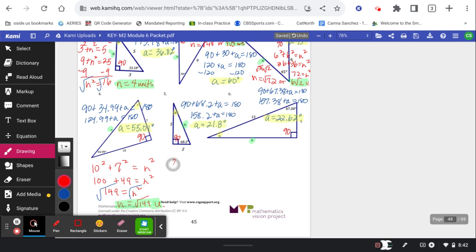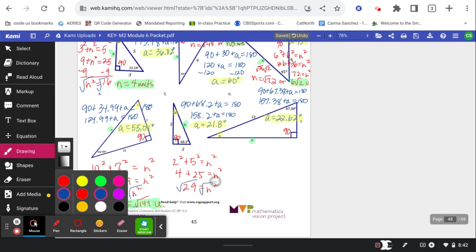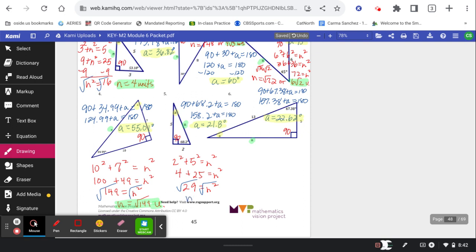Next one, 2 squared plus 5 squared equals our missing hypotenuse squared. When I go to take the square root of this, I also can't break it down. So I just get root 29, u for units.